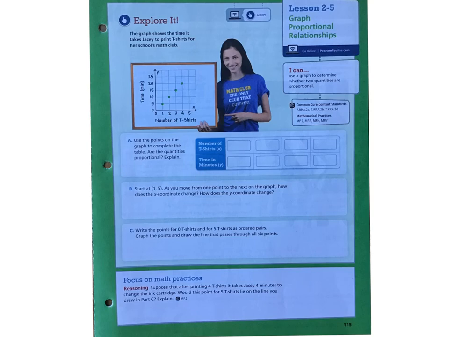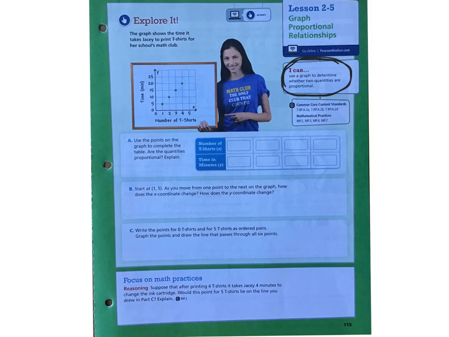Lesson 2-5, Graph Proportional Relationships. In this lesson, we are going to learn to use a graph to determine whether two quantities are proportional. Take a look at the Explore It question and the graph that goes with it.